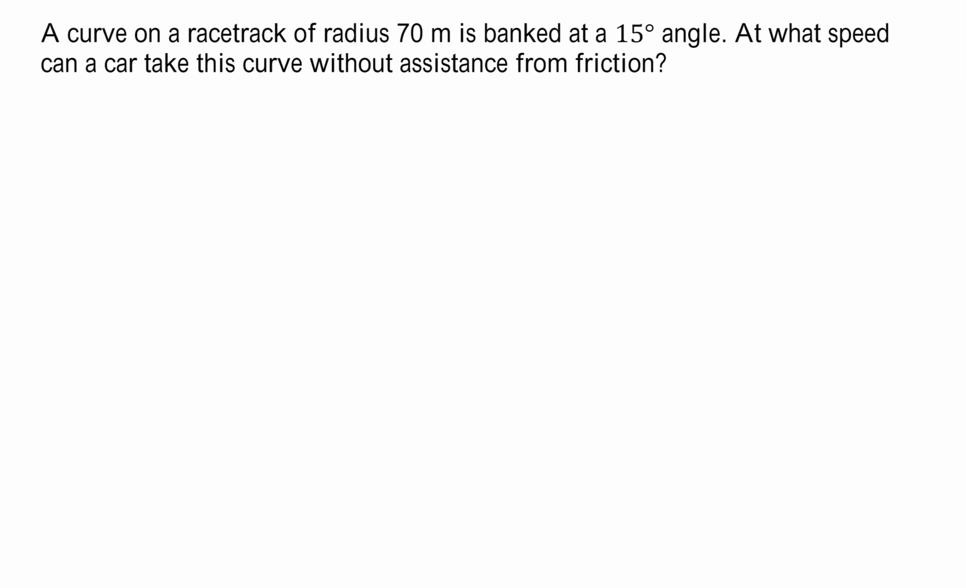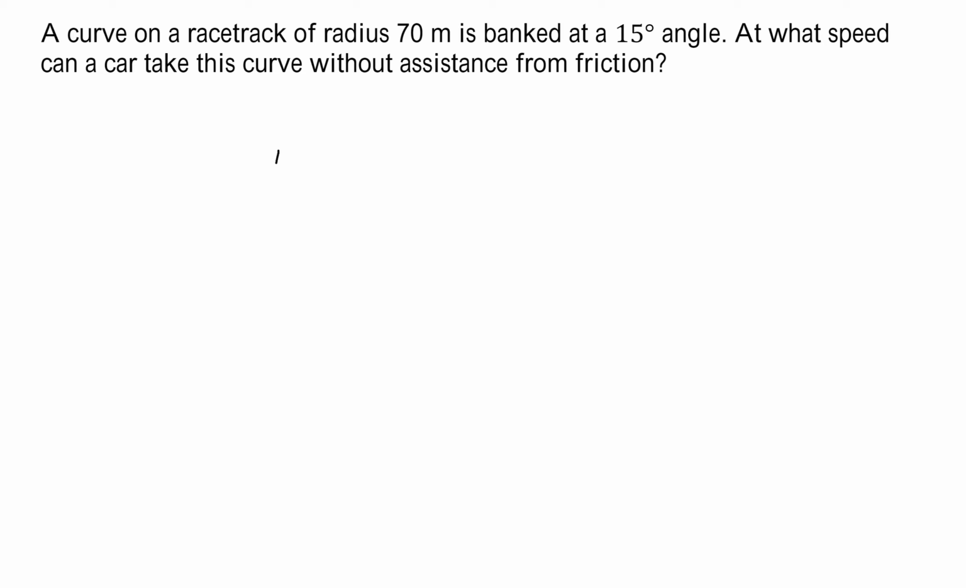Okay, a curve on a racetrack of radius 70 meters is banked at a 15-degree angle. At what speed can a car take this curve without assistance? All right, so this one takes a little bit of thought to set up. Again, this is a horizontal curve. That means we want to represent this situation with a horizontal setup.